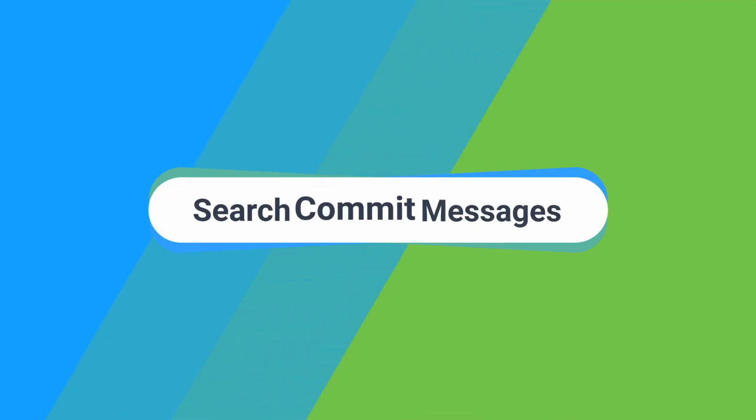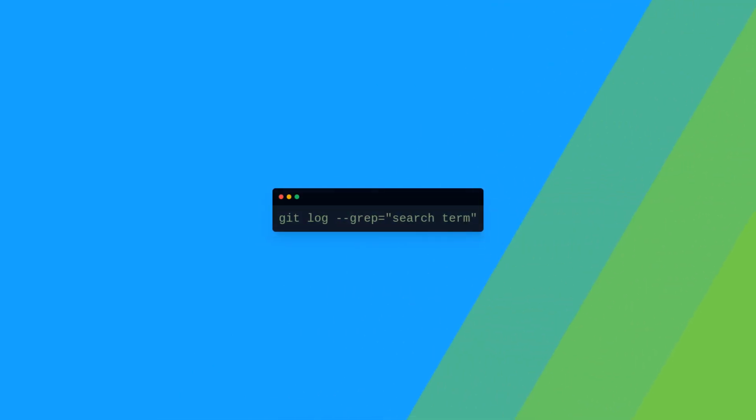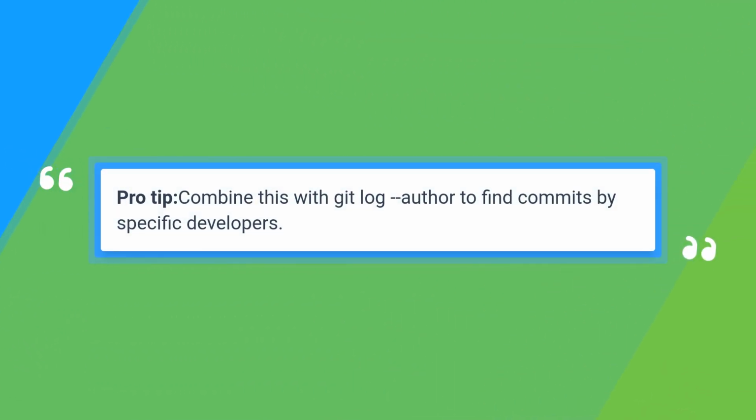Search commit messages. Looking for a specific commit message? Use git log grep to search through commit messages. Why it's cool? You can find commits faster when you remember keywords from the commit message, but not the exact commit hash. Pro tip, combine this with git log author to find commits by specific developers.